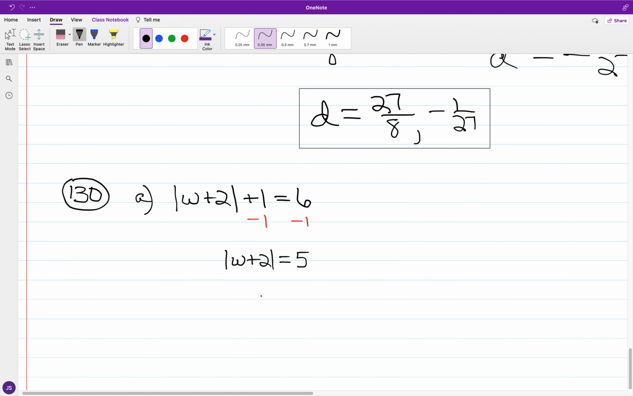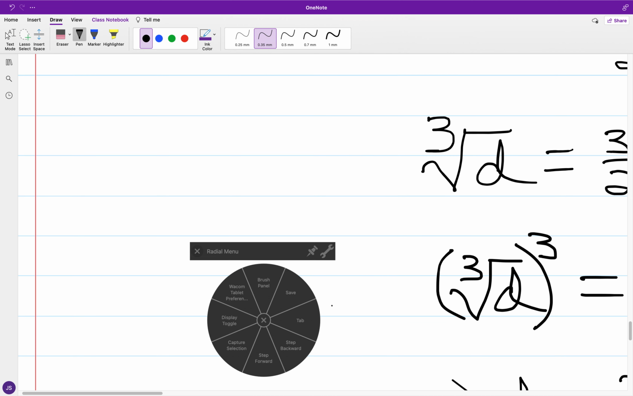And again, this is a scenario where if K is a non-negative value, and we have that the absolute value of X is equal to K, then X is equal to positive or negative K. Well, here we have X represented by W plus 2, and K is represented by 5, which is non-negative. So once I take out the absolute value signs, we have that W plus 2 is equal to plus or minus 5.